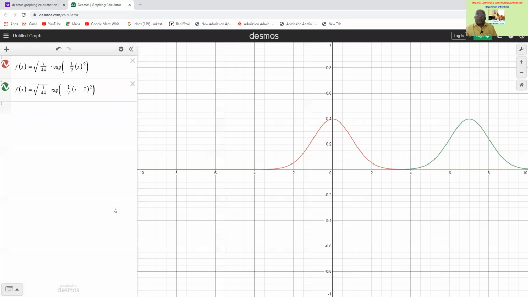Let us see these two graphs. The red one is f of x equal to 1 upon root 2 pi e to the power minus half x square. So this is your standard normal with mean 0 and variance 1. Let us take the green graph: 1 upon square root of 2 pi exponential of minus 1 by 2 (x minus 7) square.